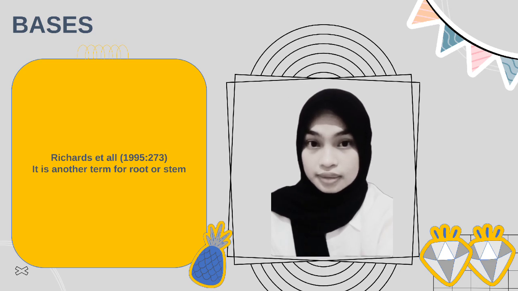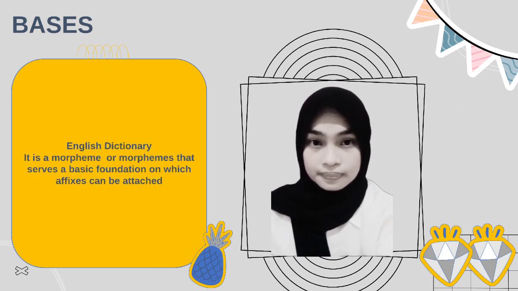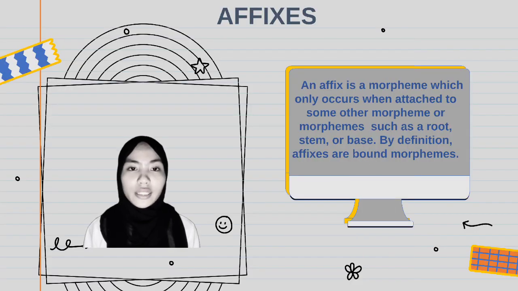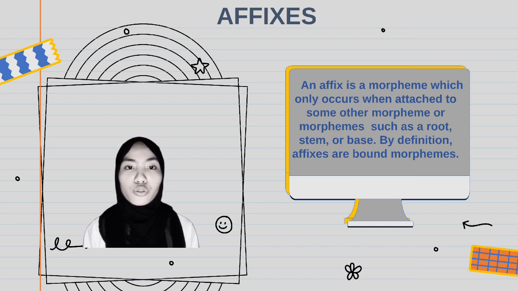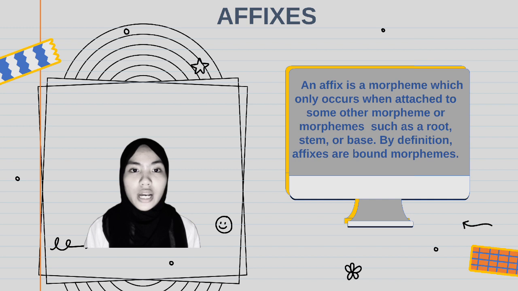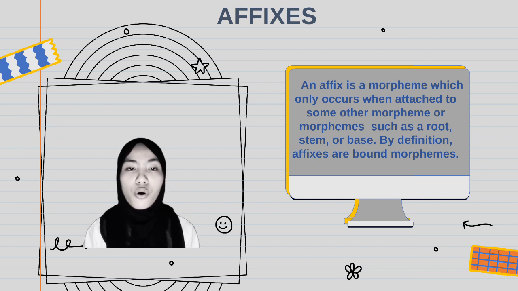Richard et al., 1995: It is another term for root or stem. In this dictionary, it is a morpheme or morphemes that serve as the basic foundation to which affixes can be attached. So affix is a morpheme which only occurs when attached to some other morpheme or morphemes such as a root, stem, or base. By definition, affixes are bound morphemes.